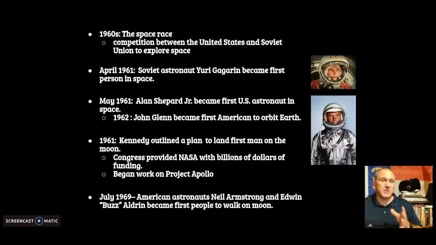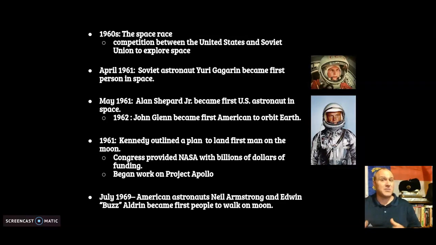Well, think about this now. In April 1961, the Soviets send Yuri Gagarin as the first person in space. So the Russians beat us into space. They also beat us with Sputnik, the first Soviet satellite sent into space. So the Soviet Union beats the United States to space. You can see the next month, Alan Shepard Jr. becomes the first U.S. astronaut in space. In 1962, John Glenn becomes the first American to orbit, or go all the way around the Earth.